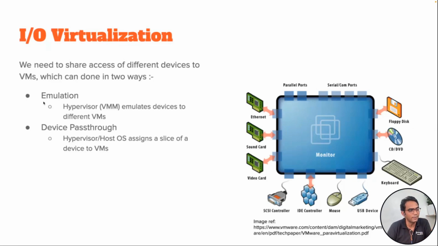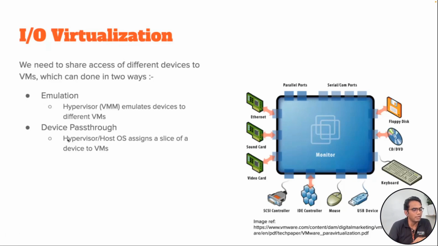One is called emulation, in which our hypervisor emulates the devices for the different VMs we have. So you have one network card, and it is going to emulate different virtual network cards for different VMs. The guest OS would talk to its own network card, but eventually it will come to the same network card of the host system and then go out of your environment. That is called emulation, where the hypervisor or the VMM virtualizes the hardware and gives it to each individual VM.